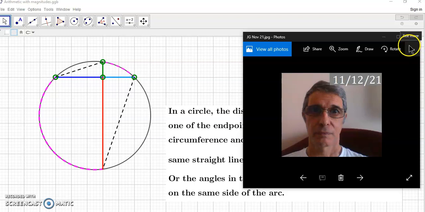My name is John Gabriel, and if you'll recall correctly, in the previous video I showed you an interesting understanding of how we got the arithmetic operators such as addition, subtraction, multiplication, and division. So somebody asked me since that time, how do we actually go from arithmetic with magnitudes to arithmetic with numbers? So that's what I'm going to show you now in this video.